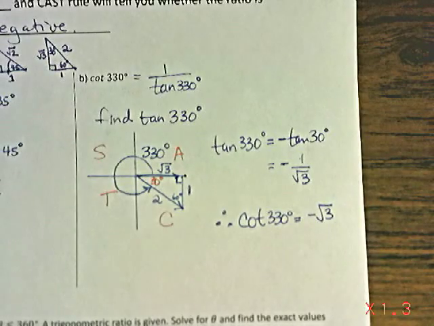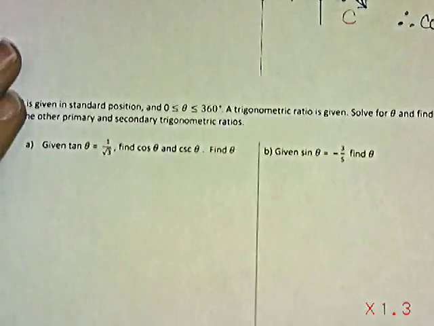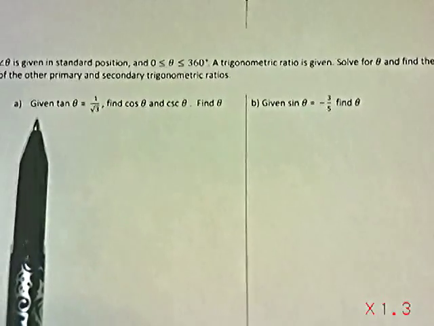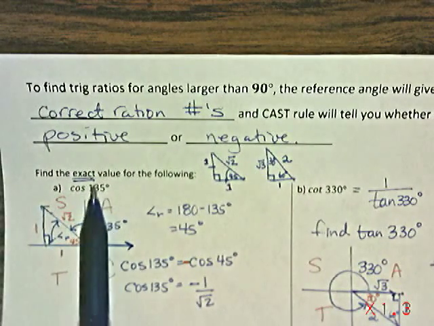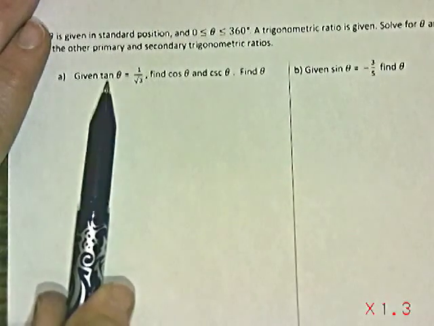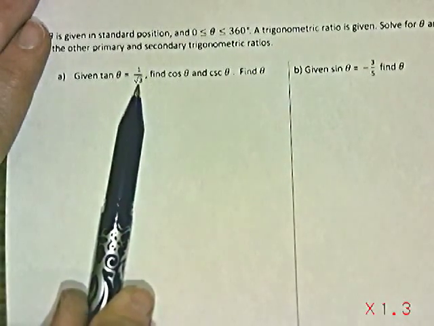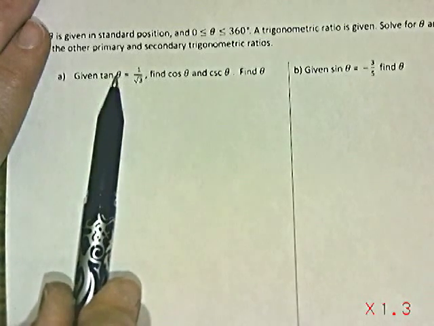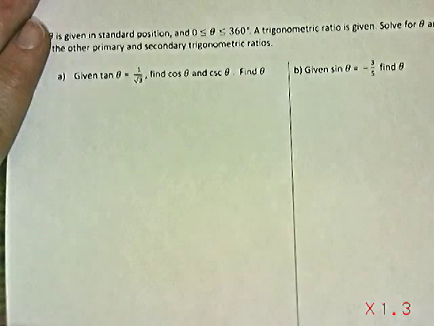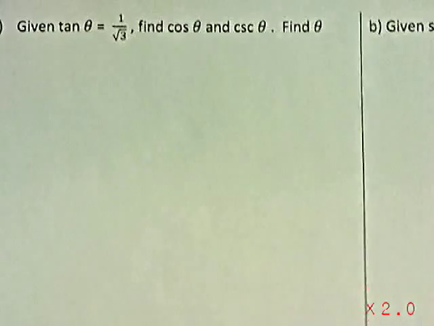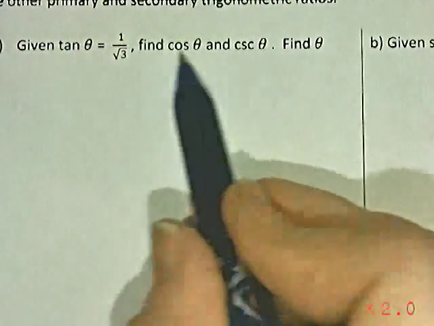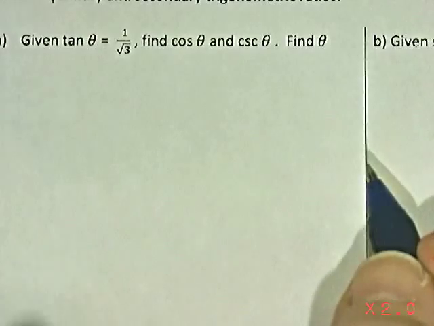Now, this final example. The final thing that you need to remember from grade 11 is pretty much doing CAST rule backwards. So, a question like this. In my first question, I knew the angle, I didn't know the ratio. This one, I have the opposite set of conditions. I don't know the angle, but I do know the ratio. I'm given tangent of some mystery angle with a ratio of 1 over root 3. And I am asked to find the cosine and cosecant of this mystery angle. And then, once I'm done that, find what the mystery angle is.